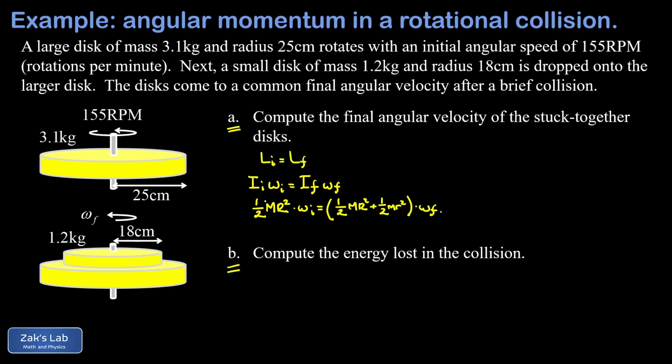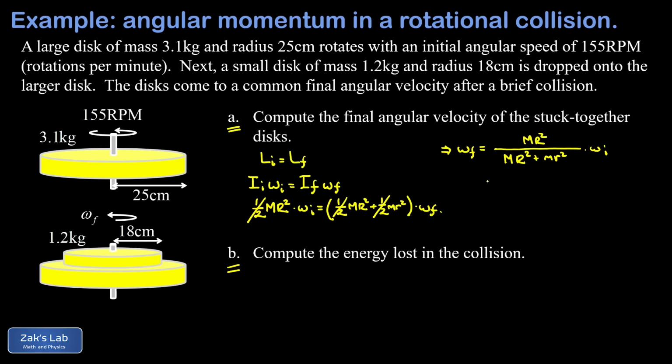So one thing we can do to clean things up is just multiply both sides by 2 and get rid of all these factors of 1/2. And then we'll just symbolically solve for omega final. So when I isolate omega final, I get a big M, big R squared in the numerator. Big M, big R squared plus little m, little r squared in the denominator times omega initial. And we're ready to plug numbers into this thing.